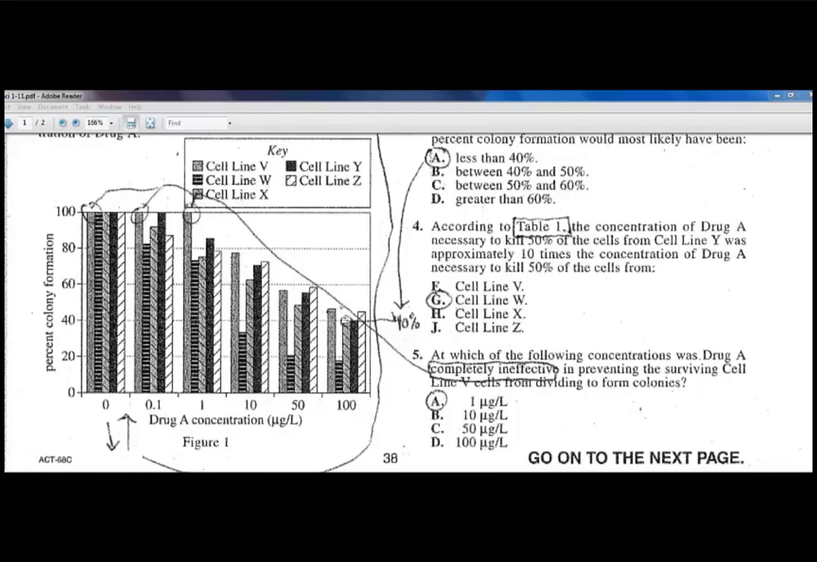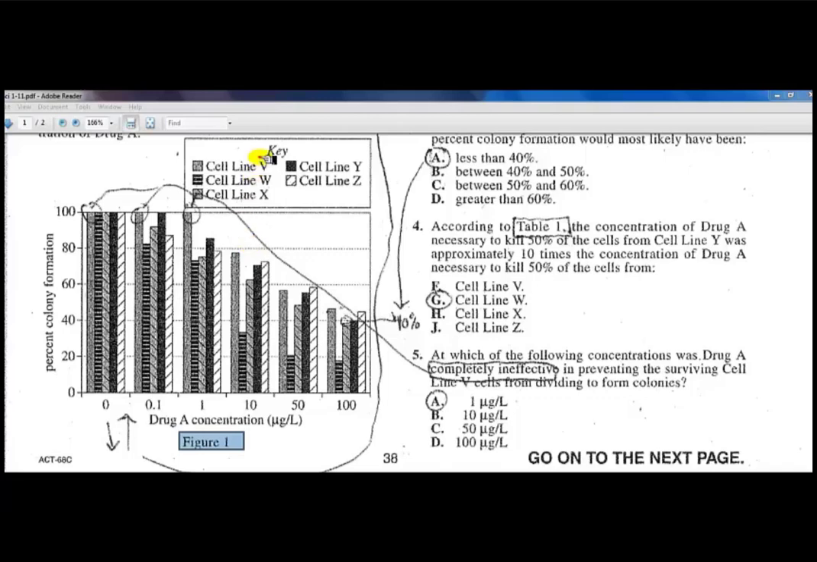Test 68C, Science Practice Problem number 5. Number 5 states, at which of the following concentrations was drug A completely ineffective in preventing the surviving cell line V cells from dividing to form colonies? The key word here is completely ineffective. What we need to do is go over here to figure 1. Then the second thing we need to do is find cell line V.